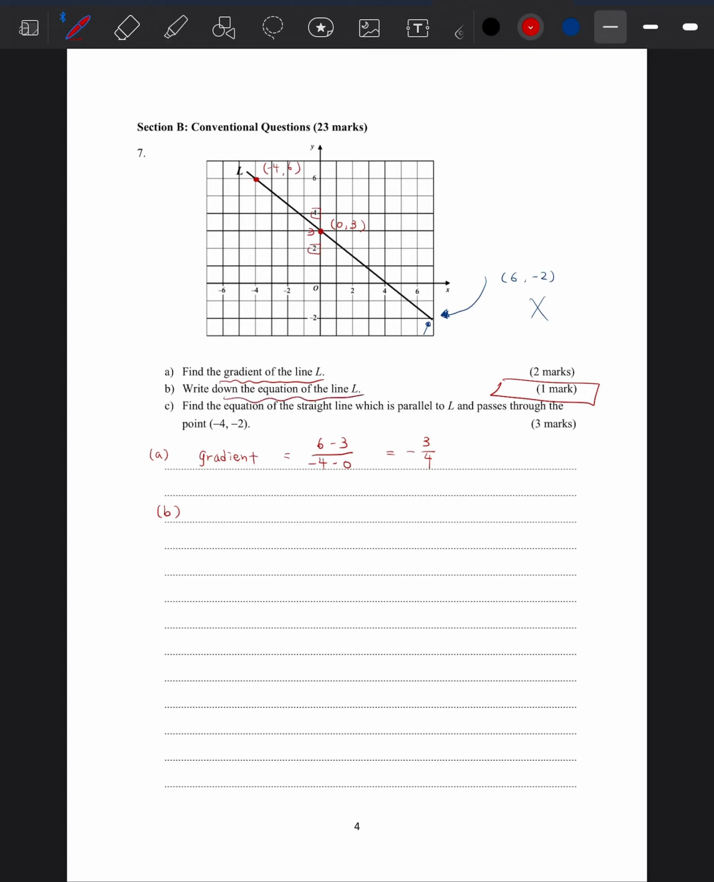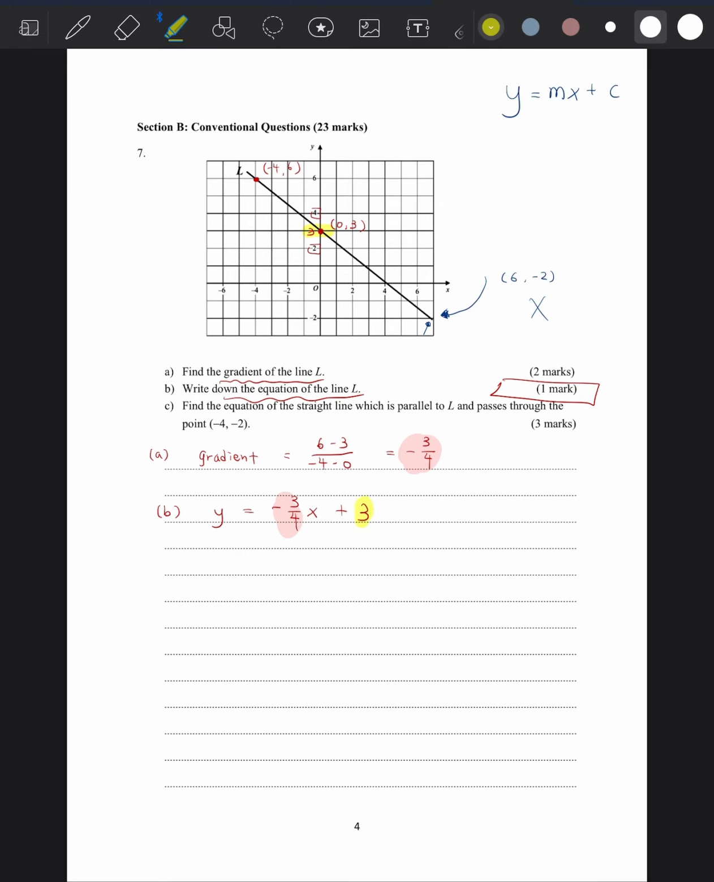In part B, it says to write down your equation, and you can see there's only 1 mark. So write down the equation of the line. It means that it wants it to be in the form y equals mx plus c. So y equals our gradient. We have to write down the gradient from here. So -3/4 is your gradient, mx. So what is my c? I don't need to calculate it, but you can look at your graph. It is your y-intercept, so it is 3.